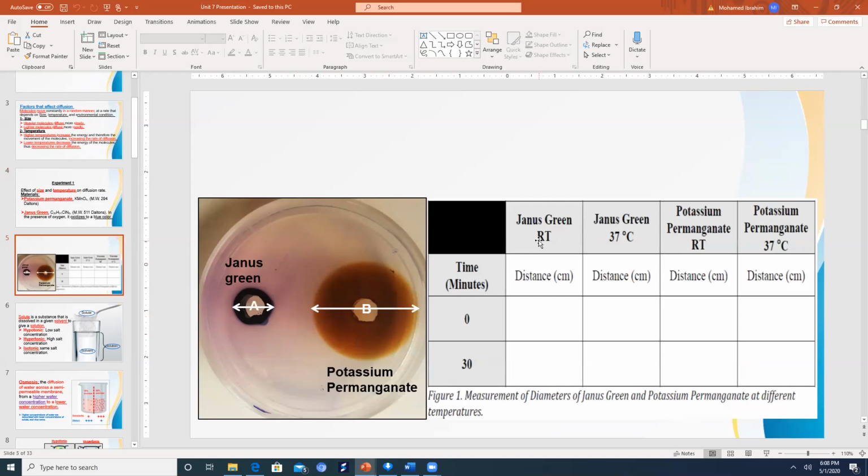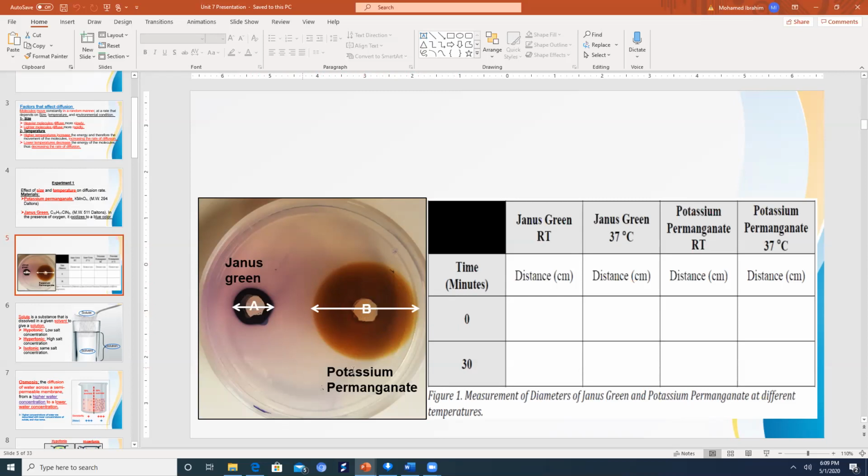One was at room temperature, one was at 35 degrees, to see the effect of the temperature. And here is an example. After 30 minutes, if you measure the diameter, you can see definitely that solution B diffuses much faster than solution A, based on the rate, the size of the ring or halo that forms around the well. Okay, that was a very simple experiment.